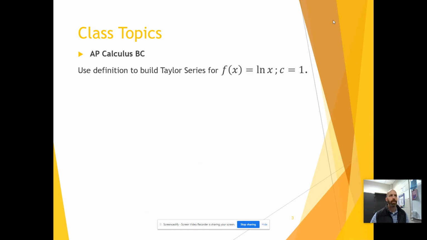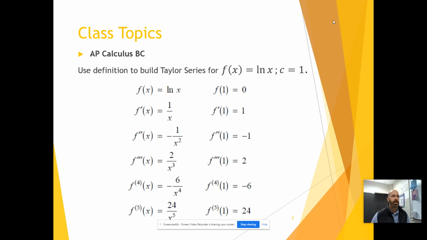In Calc BC, we are looking at the very end of Chapter 8, which we've been in since the beginning of this semester, so it's been a long haul, but we're in Section 10 now on Taylor series, and we could ask a student to use the definition of Taylor series to build one for the function ln of x with a center of 1. So the first thing that the student would need to do is figure out what f and its derivatives are, and then evaluate those derivatives at x equals 1 to figure out the slopes of those tangent lines.